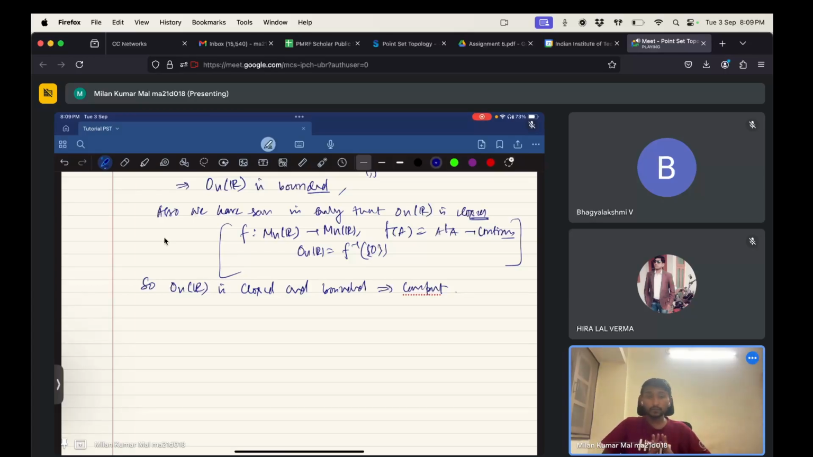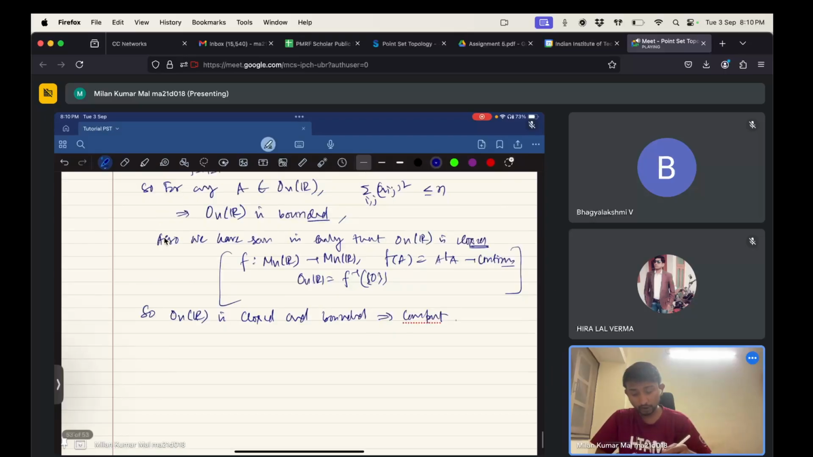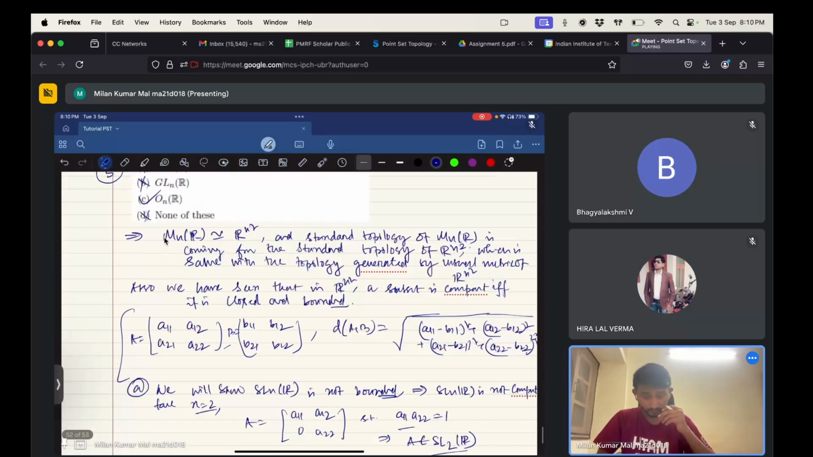So don't get confused: in R to the power n, and even in C to the power n, closed and bounded means compact, and compact means closed and bounded. But in an arbitrary metric space with the topology generated by that metric, compact implies closed and bounded, but closed and bounded does not imply compact. I think there is some counterexample. So option C is correct. So question 5 is, I hope, clear.